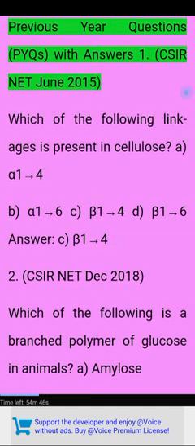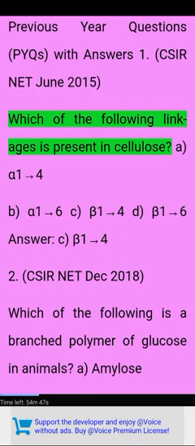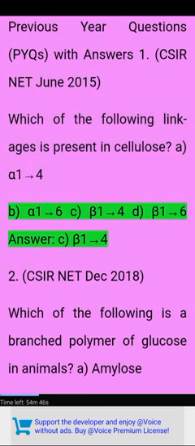Previous year questions, PYQs, with answers. 1. CSIR NET June 2015. Which of the following linkages is present in cellulose? A. Alpha 1→4. B.